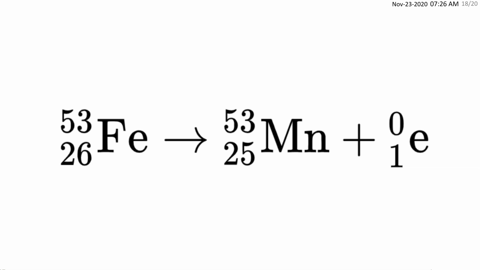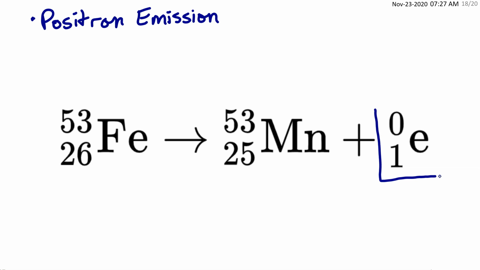Now here is another type of nuclear decay, and this is called positron emission. Okay. Positron emission looks similar to beta particle emission, and the reason for that is because it's a proton turning into a neutron. So it's kind of like the opposite of beta emission.